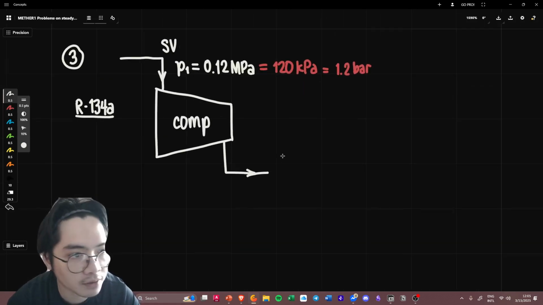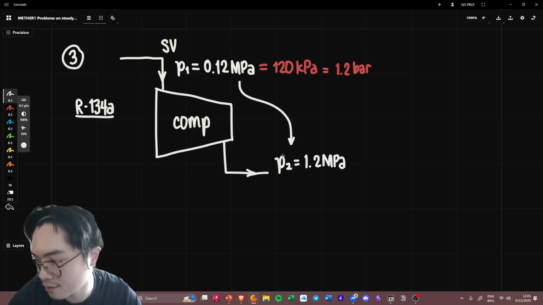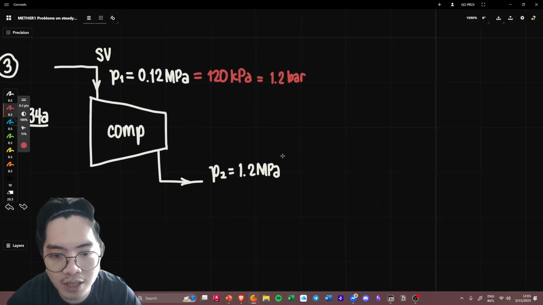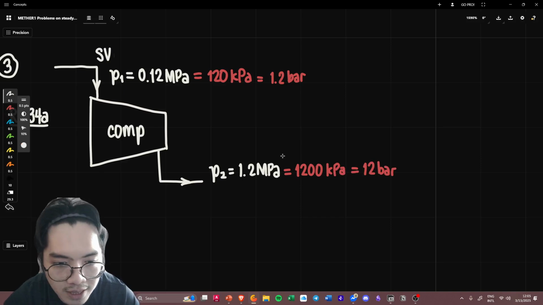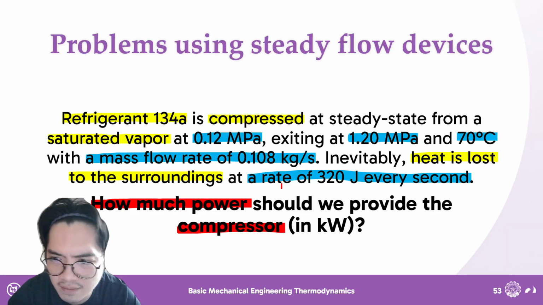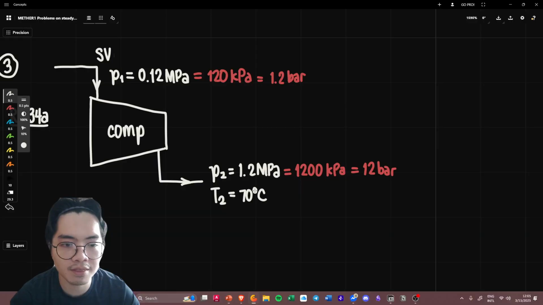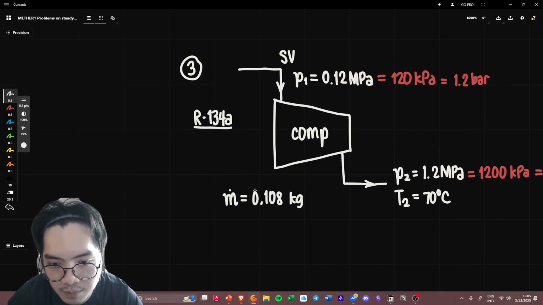On the other hand, we will have your pressure 2, which is now 1.2 MPa. Look at that. The pressure increased, which is, in fact, indicative that this is a compressor, right? Which now turns into 1,200 kPa, or let's just say 12 bar. And they also say that your temperature 2 is 70 degrees Celsius. And the mass flow rate here is going to be a solid 0.108 kilograms per second.